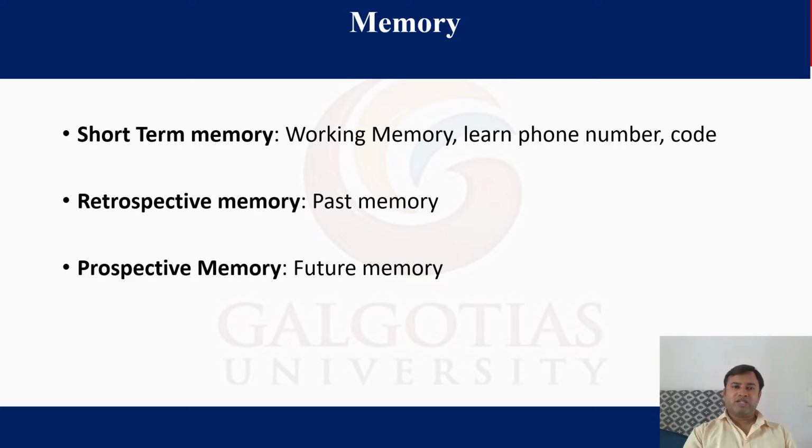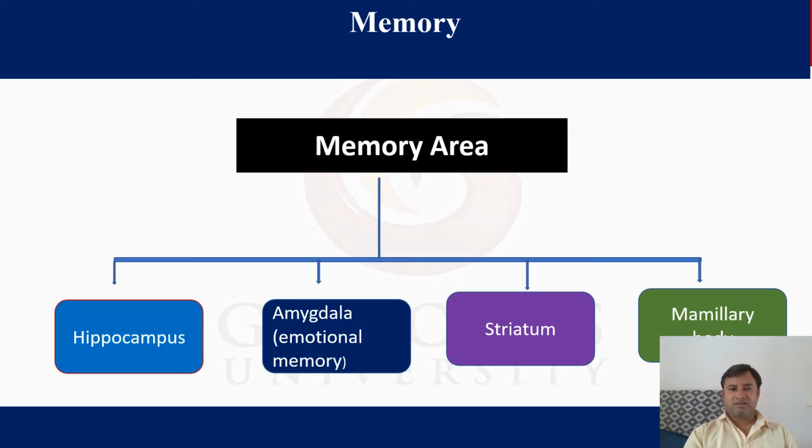Memory can be divided into various types, like short-term memory. It is also called working memory, like learning phone numbers, codes, places. Second is retrospective memory. Retrospective memory includes past memory, and prospective memory includes future memory.